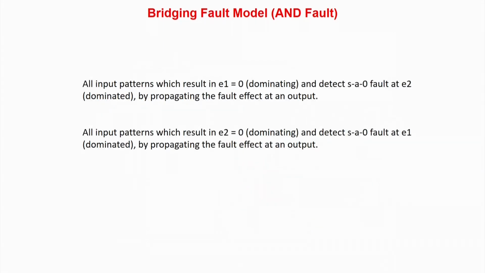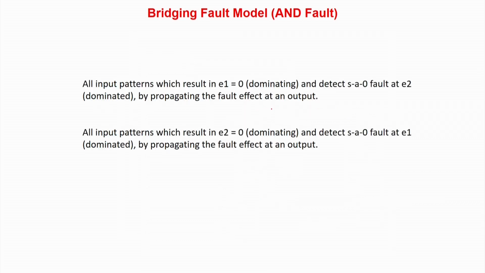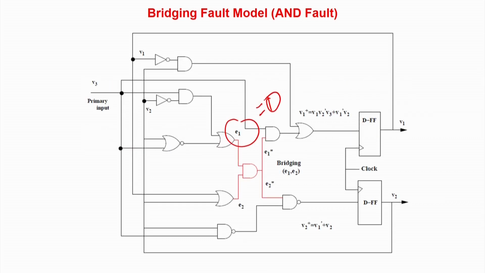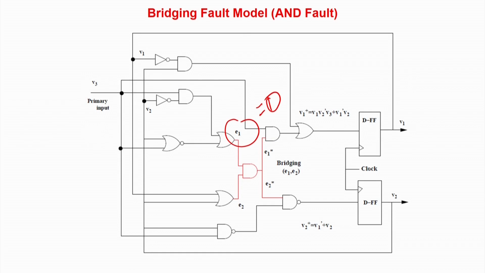So there are two parts basically. One is called dominating and one is called getting dominated. All input patterns which result in E1 equal to 0, since it is an AND gate, and detect Stuck-at fault E2 by propagating the effect to an output. Now I will give you the philosophy, then we will see the slide.